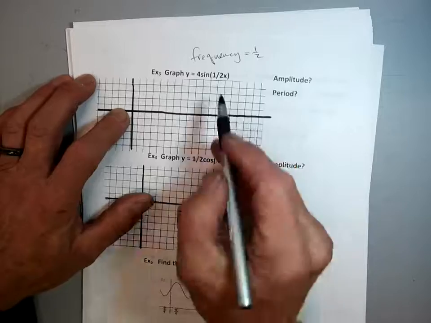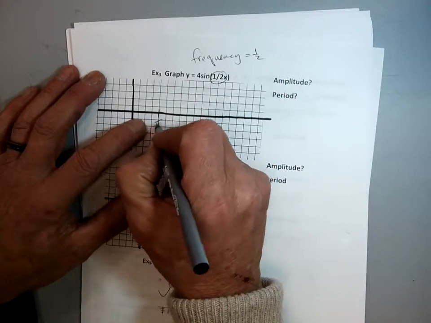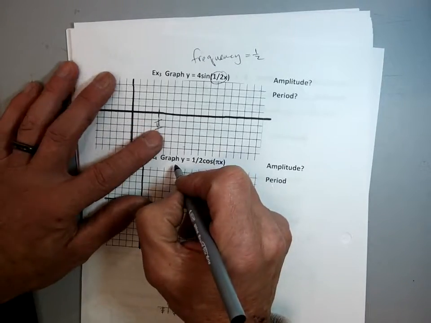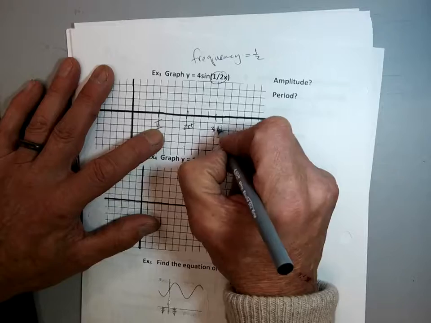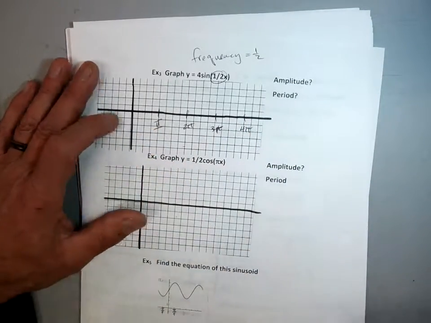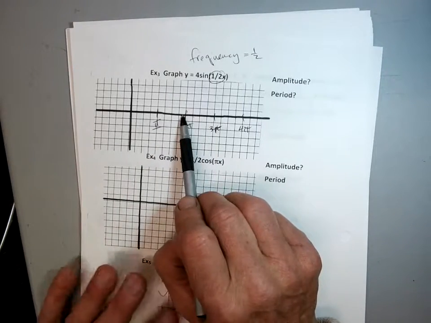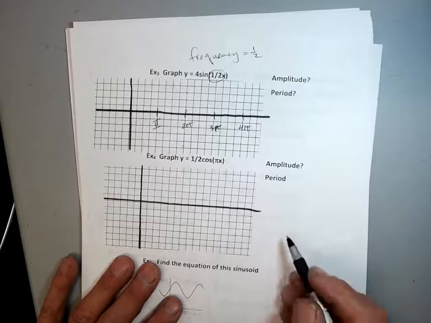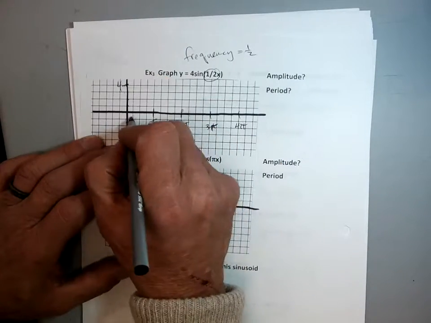Okay, so I'll show you how this works. I'm going to have half a curve. Let's make this pi, let's make this 2 pi, 3 pi, and 4 pi. Trust me on this, okay? Because I have to get half a curve here, and then the other half a curve here. So the amplitude is 4: 1, 2, 3, 4, and negative 4: 1, 2, 3, 4.